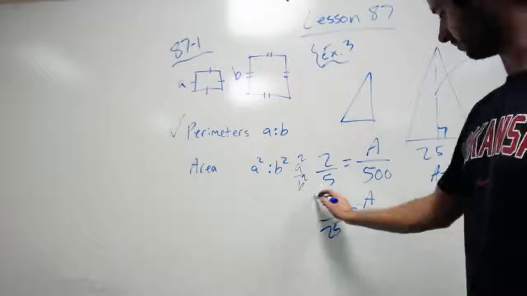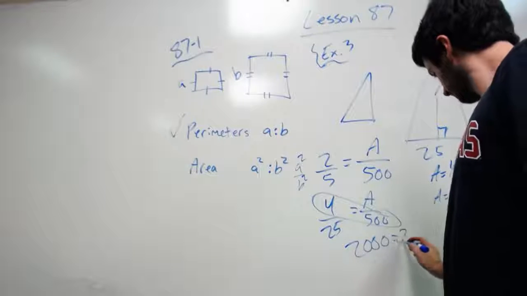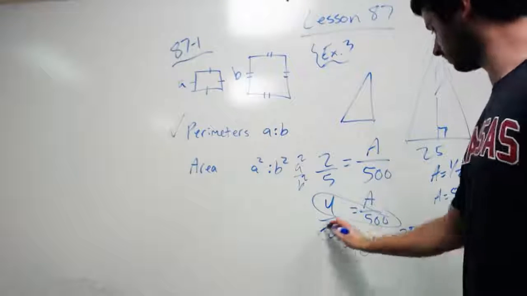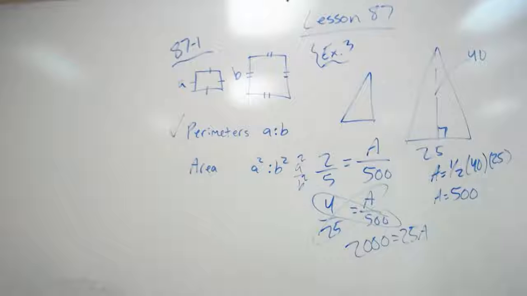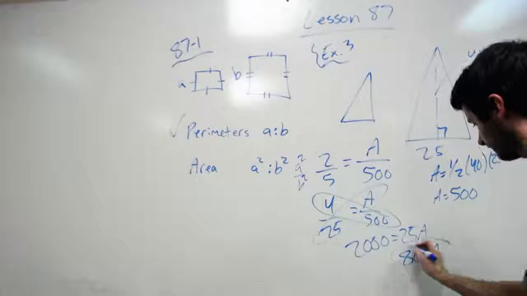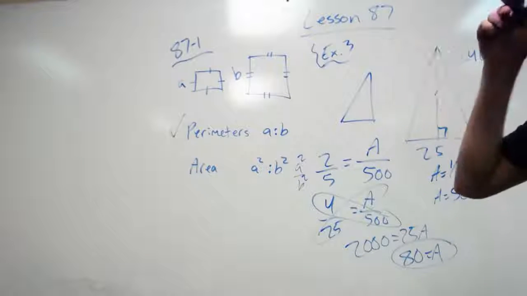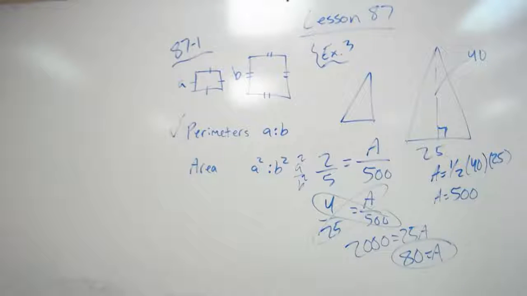Now we can solve for the area of the smaller triangle. I cross multiply, that's 2,000 equals 25A, and when I solve, I get 80 inches squared, or whatever it is, centimeters squared. But that is how I do my ratios for perimeters and areas.